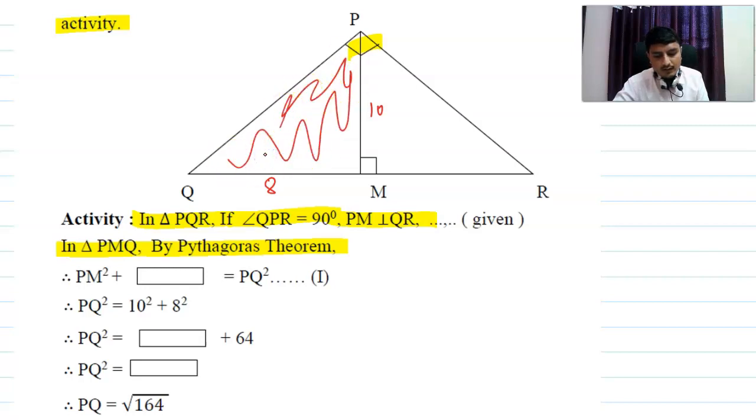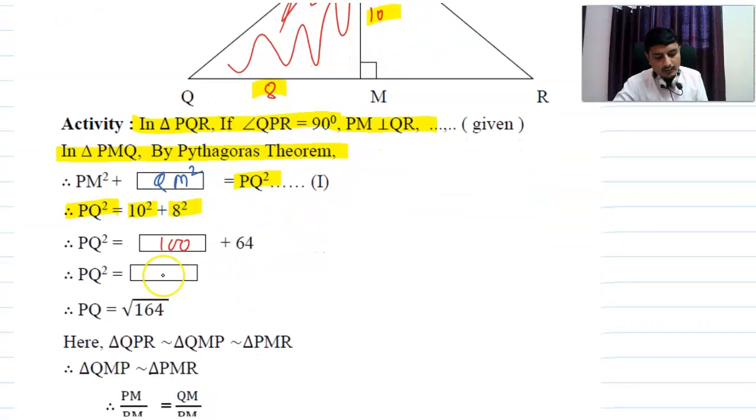this red shaded triangle, we get PM square plus QM square equals PQ square. So we can write PQ square equals the value of PM, which is 10, so 10 square, plus the value of QM, which is 8, so 8 square. So 10 square is 100 plus 8 square is 64. 100 plus 64 we get 164. So the value of PQ, taking square root on both sides, square root of PQ square is PQ, and we write square root of 164.